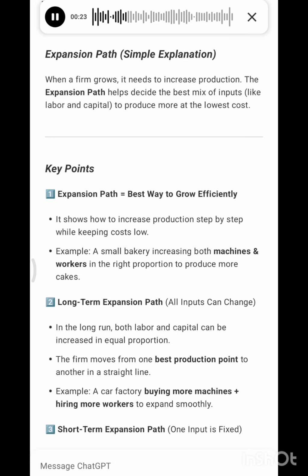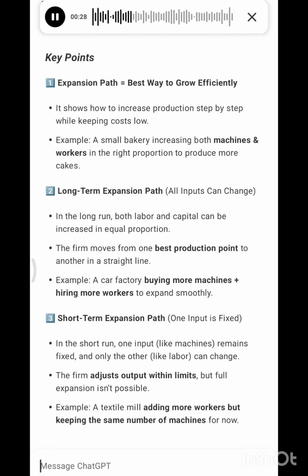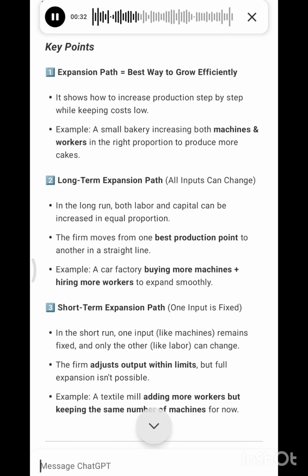Example, a small bakery increasing both machines and workers in the right proportion to produce more cakes. 2. Long-term expansion path. All inputs can change. In the long run, both labor and capital can be increased in equal proportion. The firm moves from one best production point to another in a straight line. Example, a car factory buying more machines plus hiring more workers to expand smoothly.